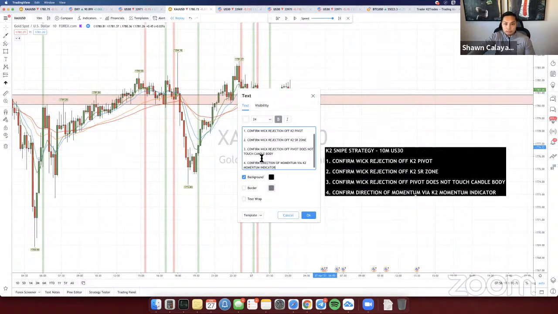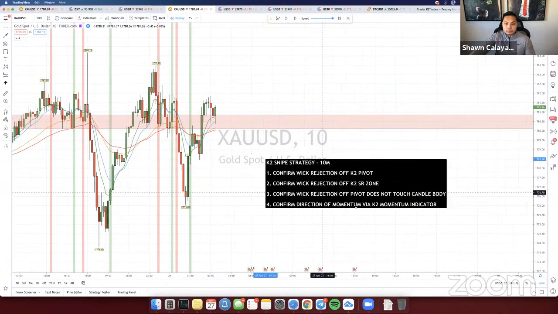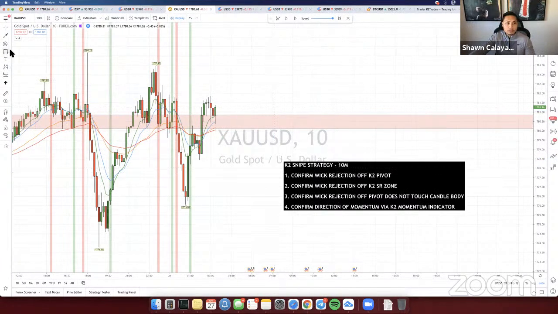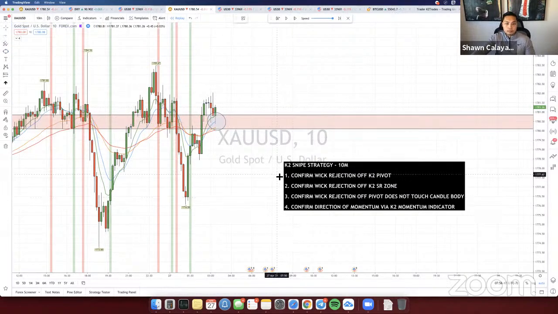So it's not only for US 30, it's just a snipe strategy. It's off the 10-minute. So looking at this right here, we confirm a wick rejection off the K2 pivot, right? So like right here, we have a wick rejection off this green candle, off this pivot right here, this blue pivot, right? That's the farthest pivot. So like using it as a checklist, there you go. You got requirement number one met.